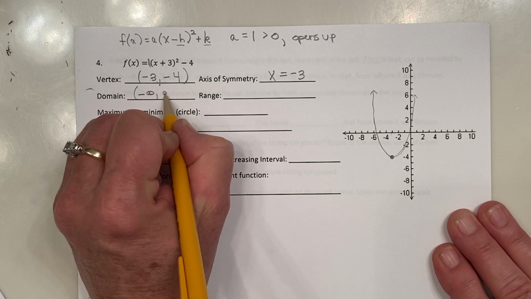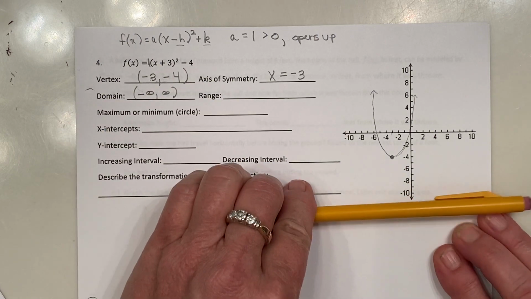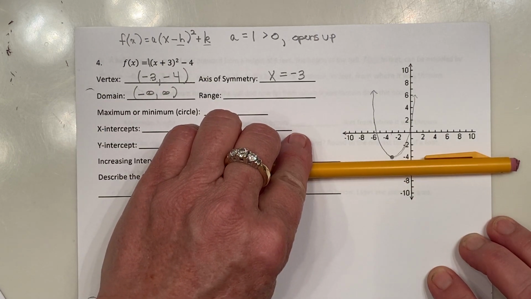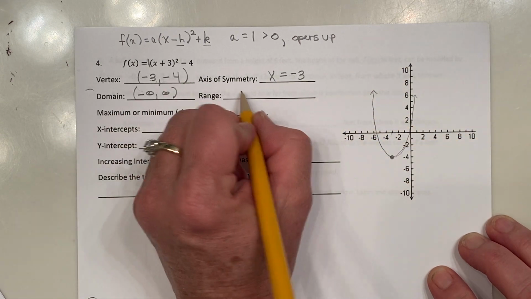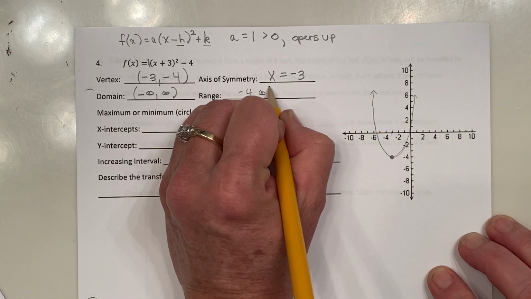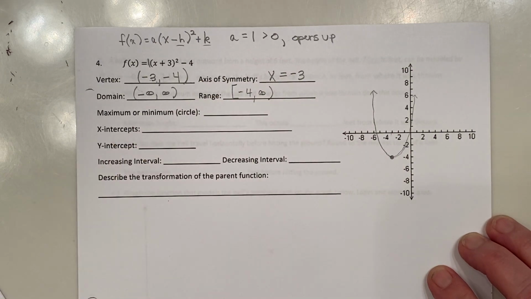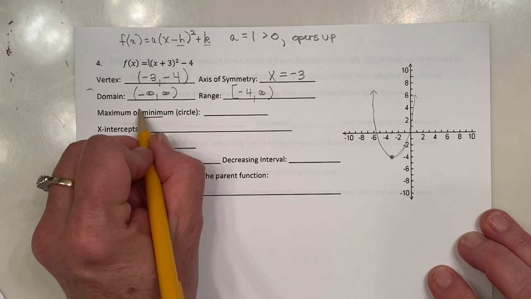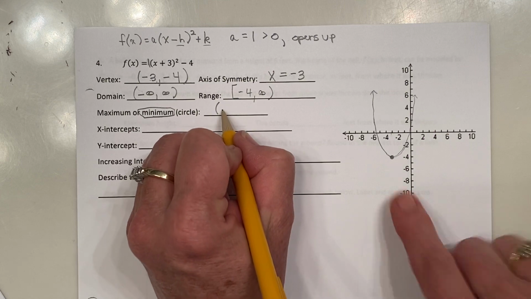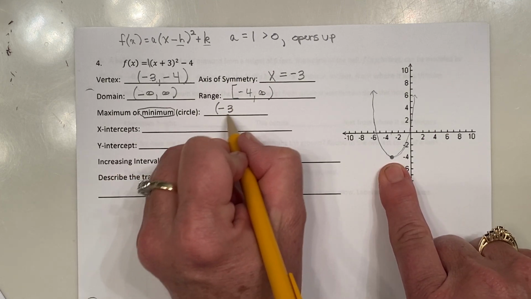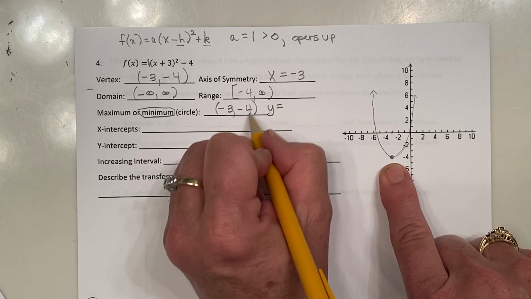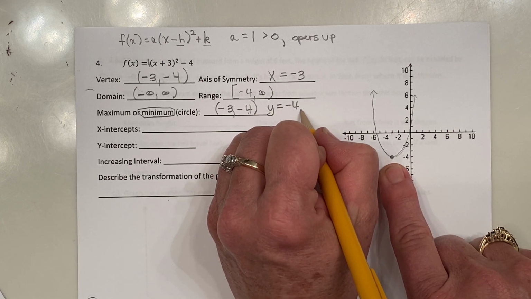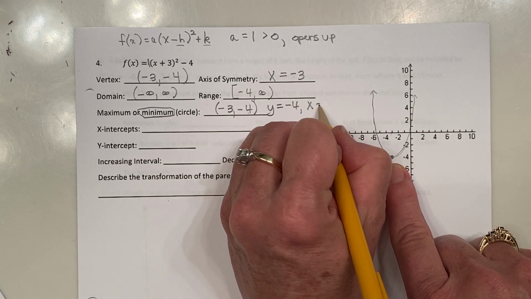Domain is all real numbers. The range is actually your k value, the y-coordinate here. Okay, the range starts at -4 and goes up to infinity with the bracket. We do have a minimum, and that minimum is the vertex. You may be asked, what is the absolute minimum? Well, it's y equals -4, and it occurs at x equals -3.